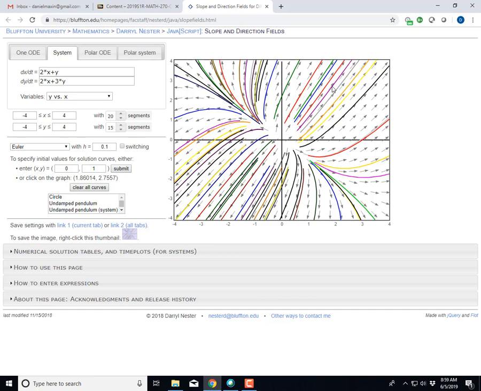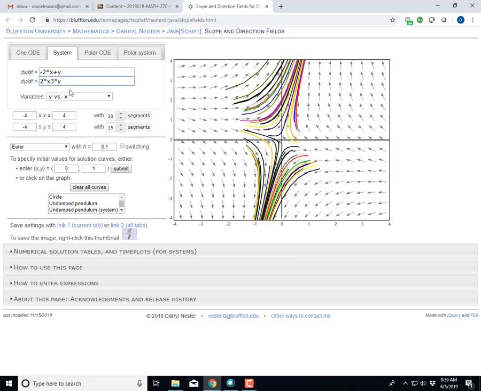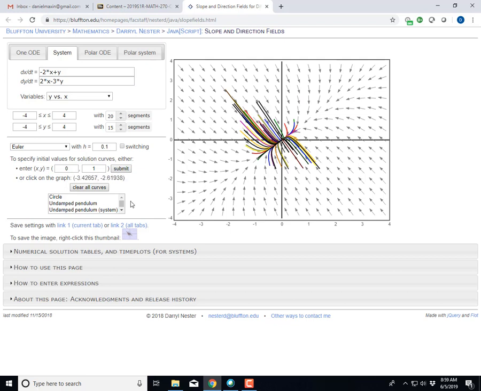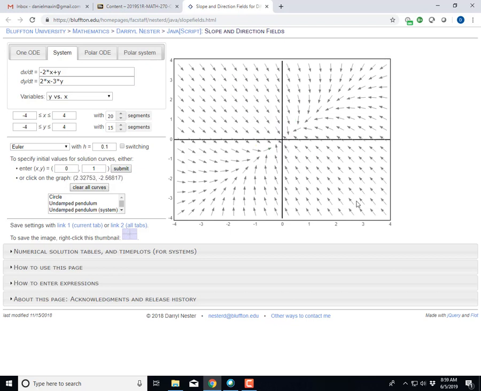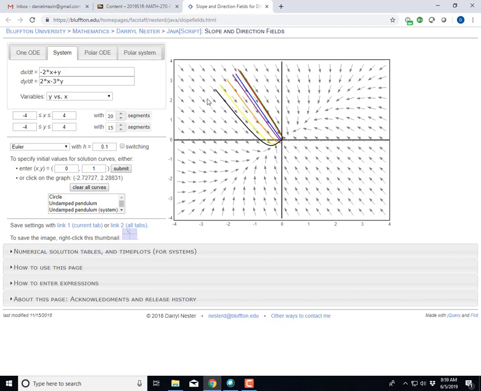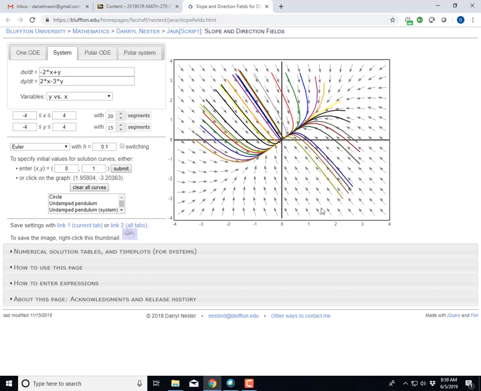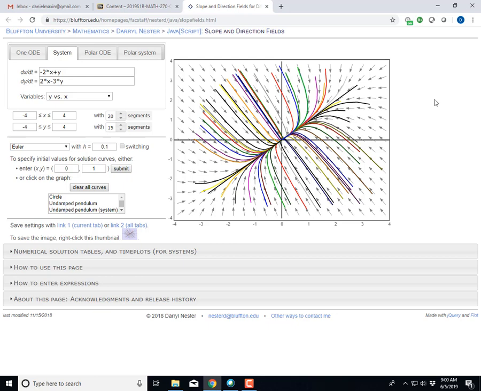Let's do the attracting node. So minus 2x plus y, 2x minus 3y. And let's clear the curves. Now the fast direction, if you look at the presentation, remember that the fast eigenvector is 1, minus 2, corresponding to lambda minus 4. So the solutions move towards 0, and they are almost parallel to the eigenvector corresponding to lambda minus 4, because that portion of the solution approaches 0 faster. So that's the attracting node.